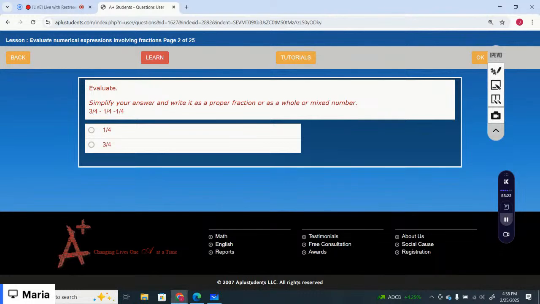3 by 4 minus 1 by 4 minus 1 by 4. So which is the correct option? That is 1 over 4. Option number 1 is the correct option.